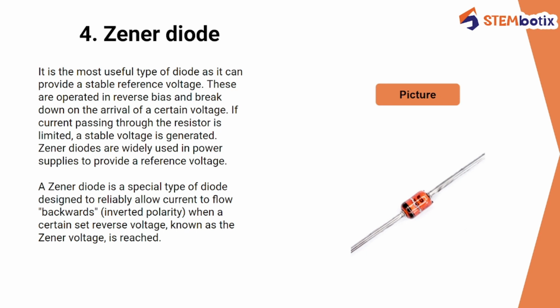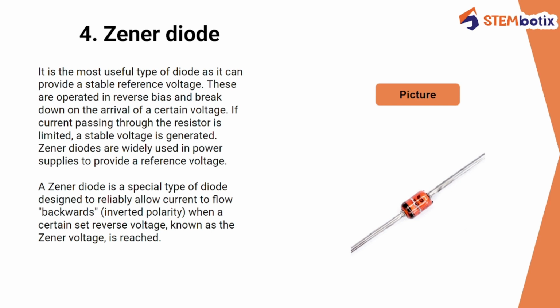These are operated in reverse bias and break down on the arrival of a certain voltage. If the current passing through the resistor is limited, a stable voltage is generated. Zener diodes are widely used in power supplies to provide a reference voltage. Power supply modules have these kinds of Zener diodes to provide the reference voltage.